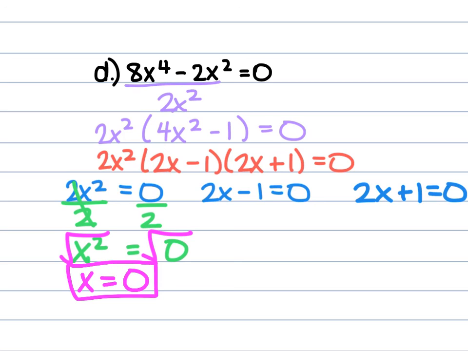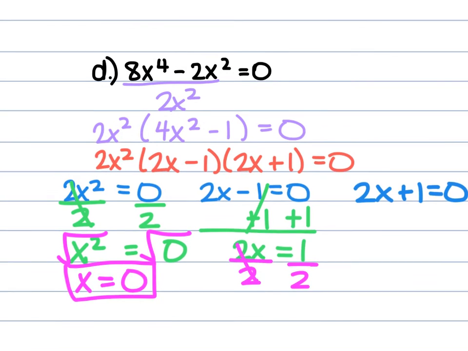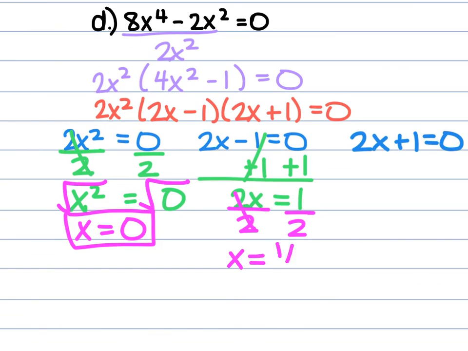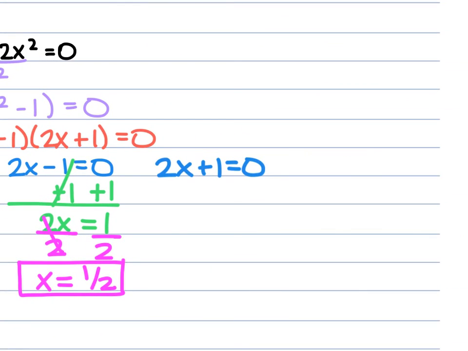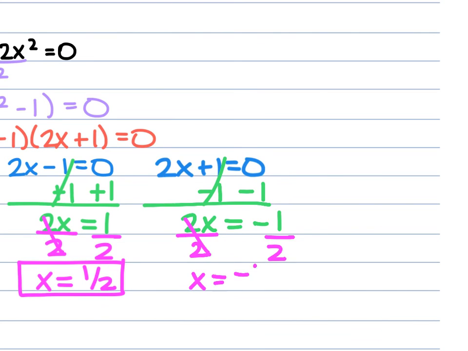For the 2x minus 1 is equal to 0, we're going to add the 1 to both sides. We get 2x is equal to 1. Then we're going to divide by 2 on each side. We get x is 1/2. For the 2x plus 1, we're going to subtract 1 from each side. So 2x is equal to negative 1. Then divide by 2 on both sides. We get x is equal to negative 1/2.